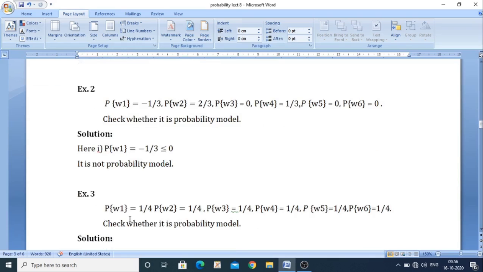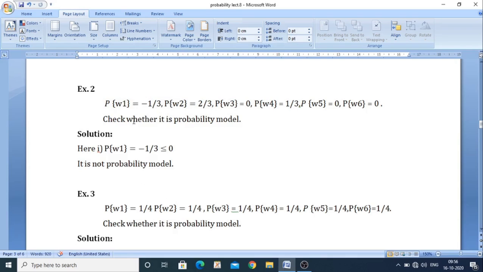Now see the second example. P of omega 1 is minus 1 by 3, P of omega 2 is 2 by 3, P of omega 3 is 0, P of omega 4 is 1 by 3, P of omega 5 is 0, and P of omega 6 is equal to 0. Check whether it is a probability model. Again this omega contains 6 elements, omega 1, omega 2 up to omega 6.